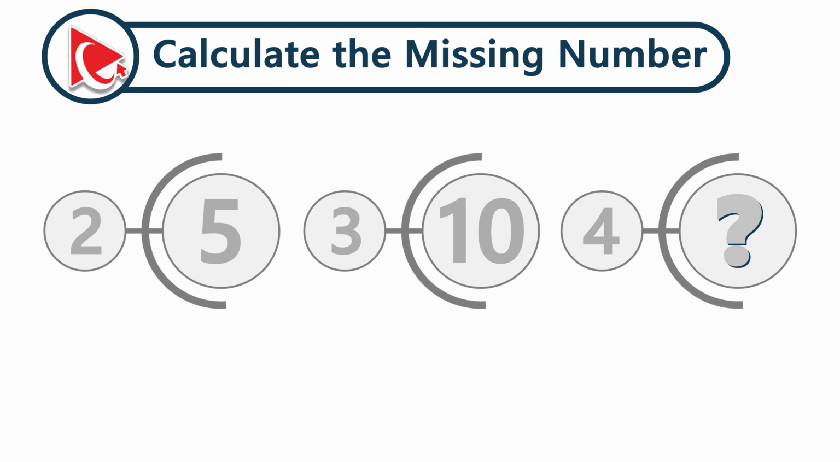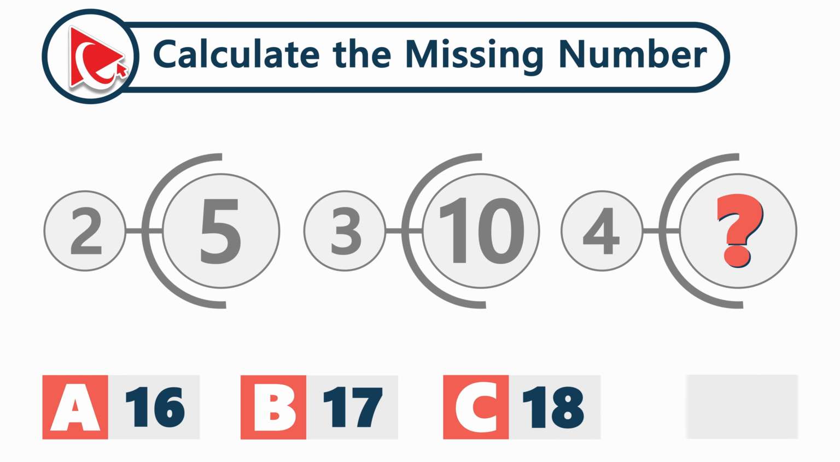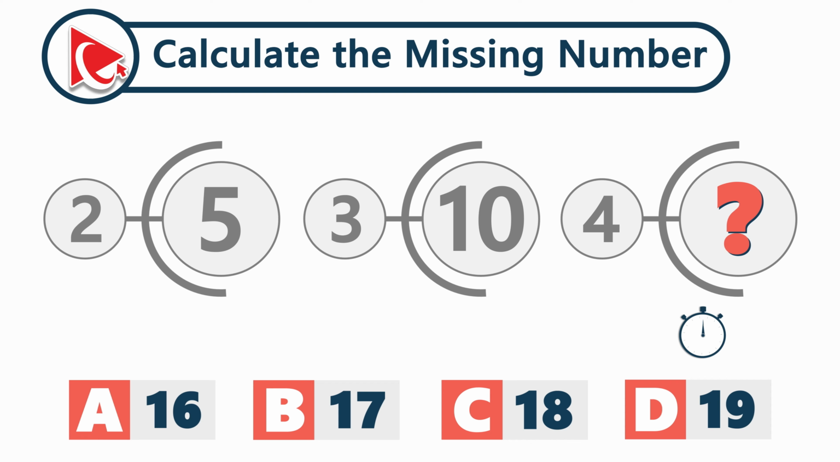Now let's get started. You're presented with 3 pairs of circles. First pair has numbers 2 and 5. Second has numbers 3 and 10. And then the third pair only has one number, 4. And you need to calculate the missing number and select your answer out of 4 possible choices. A, 16, B, 17, C, 18, or D, 19. Can you work it out and pick it from the answers provided?